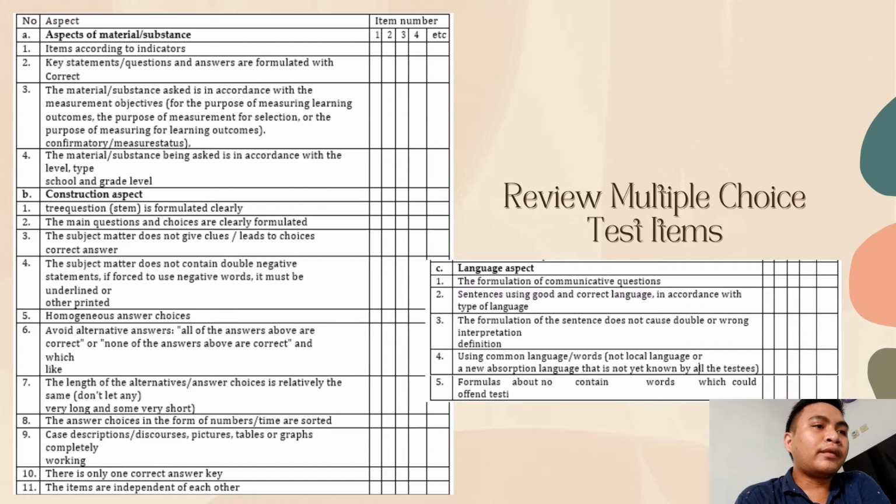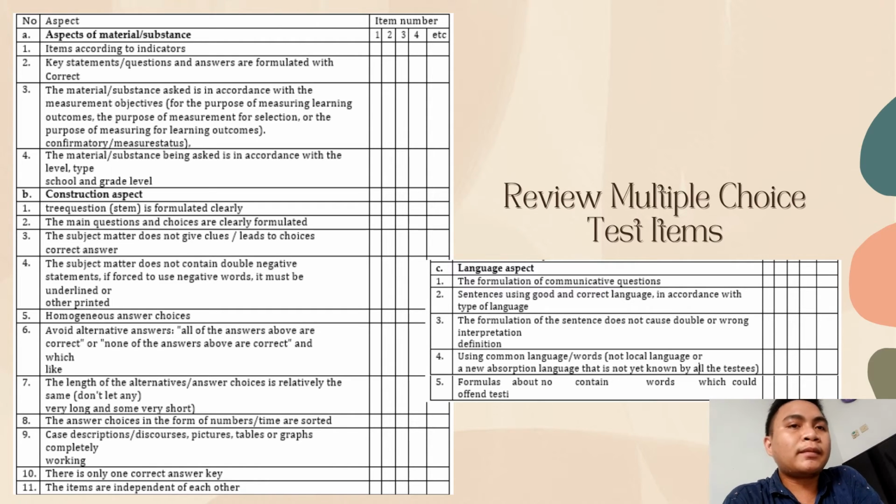And the length of the alternative answer choices is relatively the same, not some very long and some very short. The answer choices in the form of numbers, time, or short case descriptions, or a picture, table, or graph, are complete and working. There is only one correct answer key. And the last, the items are independent of each other.